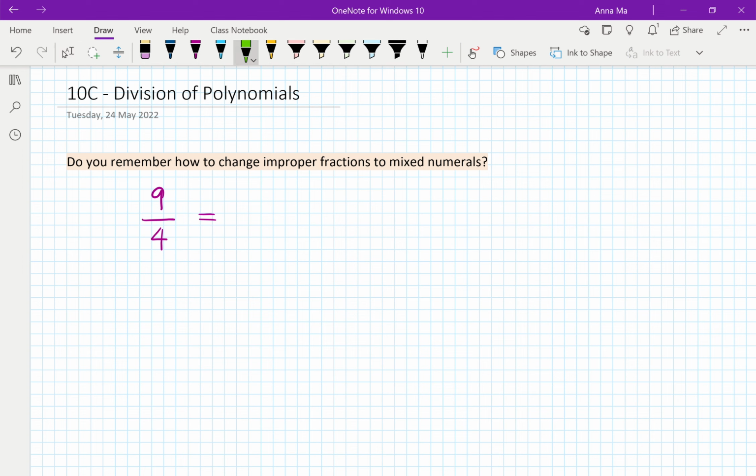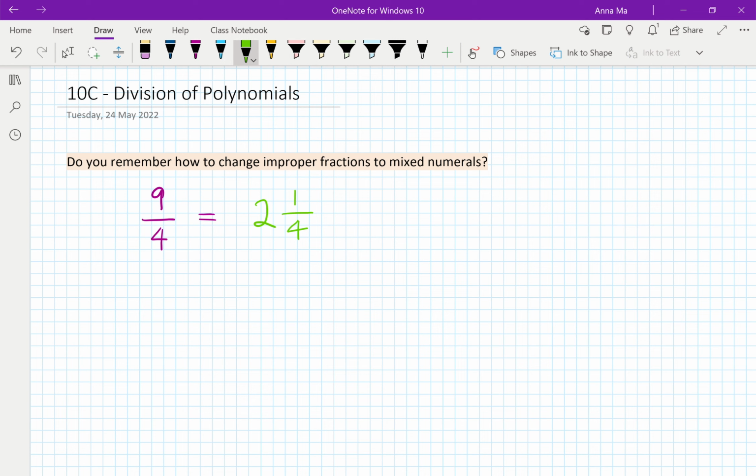So back in primary school, we remember to see how many 4s fit into 9. We know 2 wholes fit in. And if you fit it in 2 times, it leaves a remainder of 1, which you put over the original divisor, and we get 2 1/4.